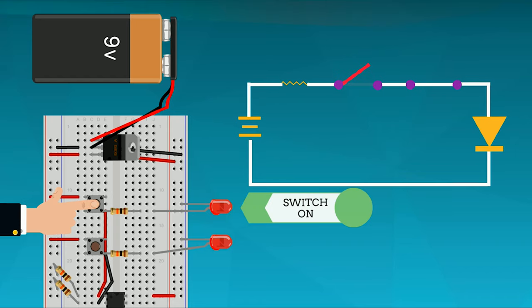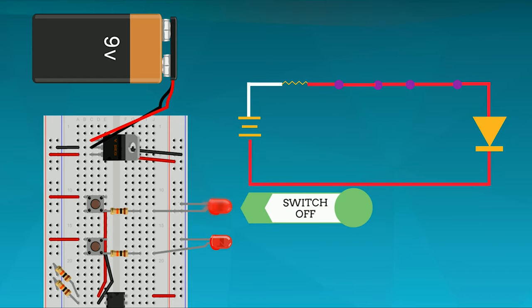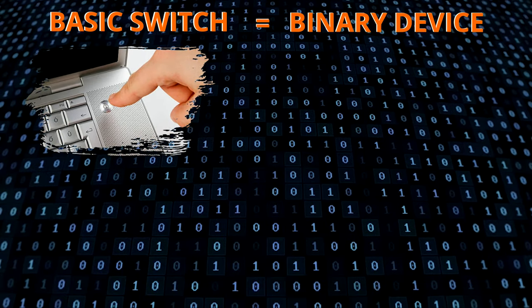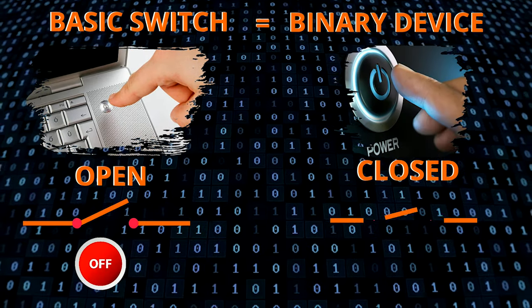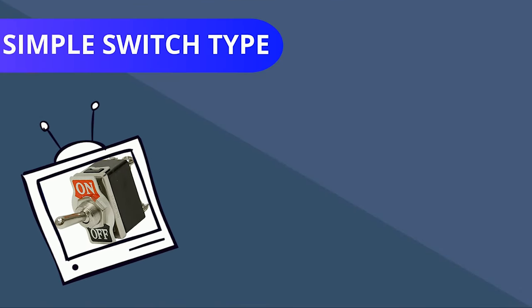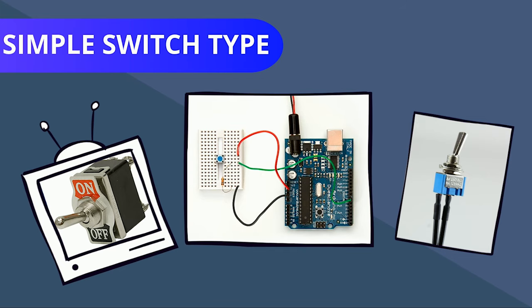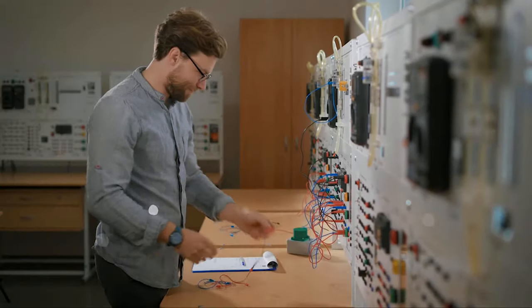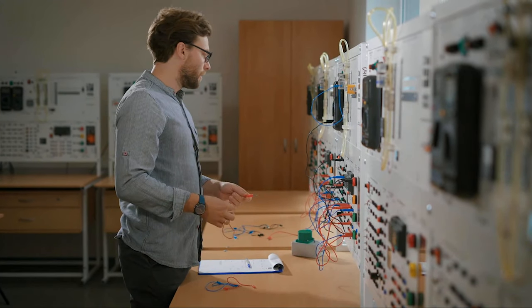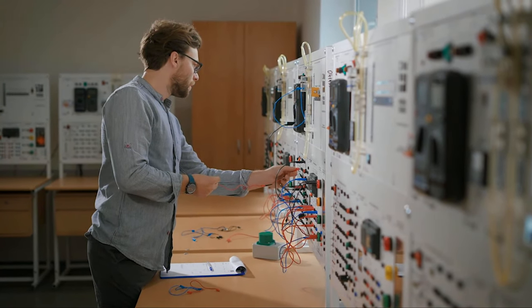A switch works by interrupting current flow around an electrical circuit. A basic switch is a binary device in which it is either open, off, or closed, on. The simplest type of switch is one that comprises two metal strips that are brought into contact by a string or some other form of actuating mechanism. Switches are actually quite common in our lives. Lots of on-off switches are everywhere.